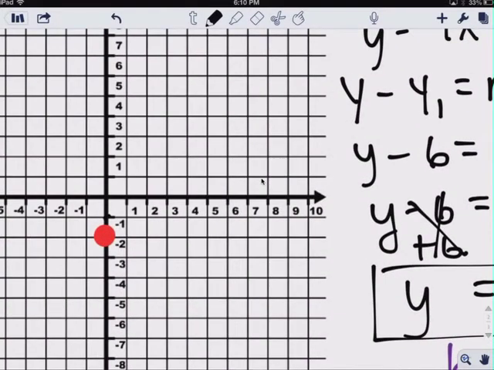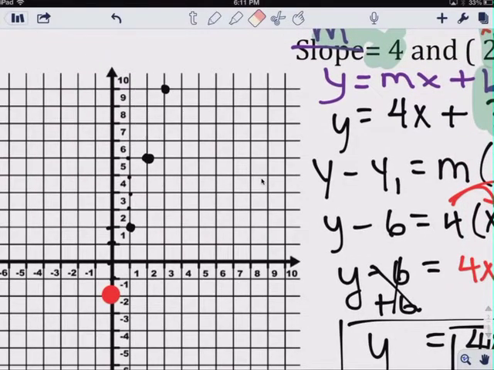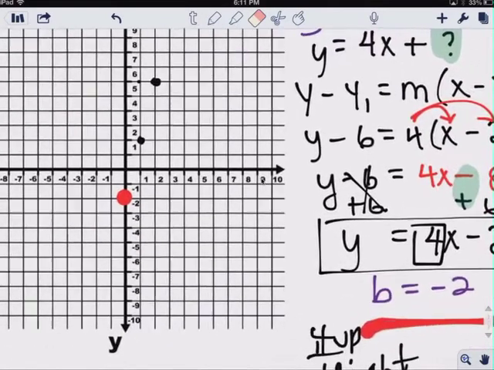Up 4, 1, 2, 3, 4, right 1. Up 1, 2, 3, 4, right 1. Up 1, 2, 3, 4, right 1. Okay, and that's it. Down 4, 1, 2, 3, 4, right 1. 1, 2, 3, 4, right 1.